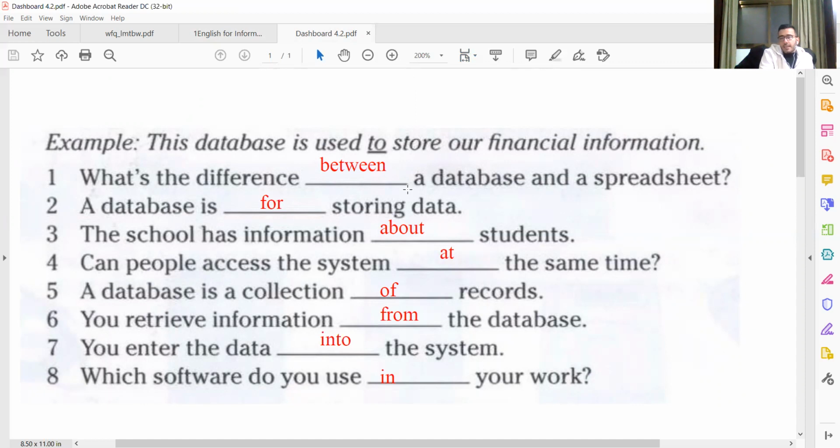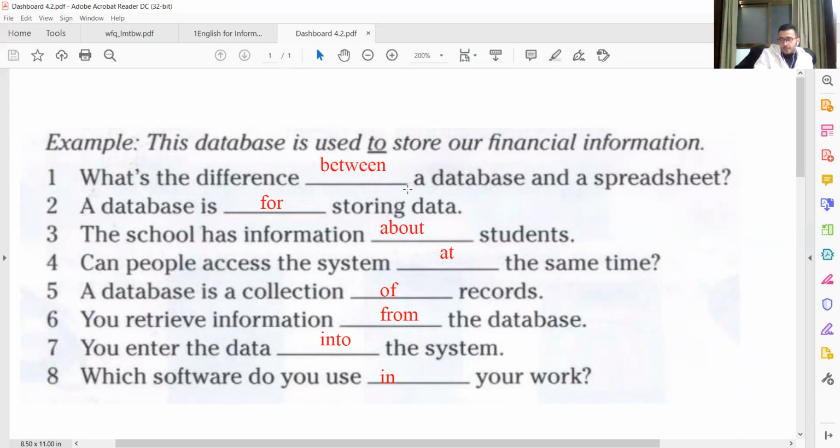Number 3, the school has information about students. So, information about. Can people access the system at the same time?